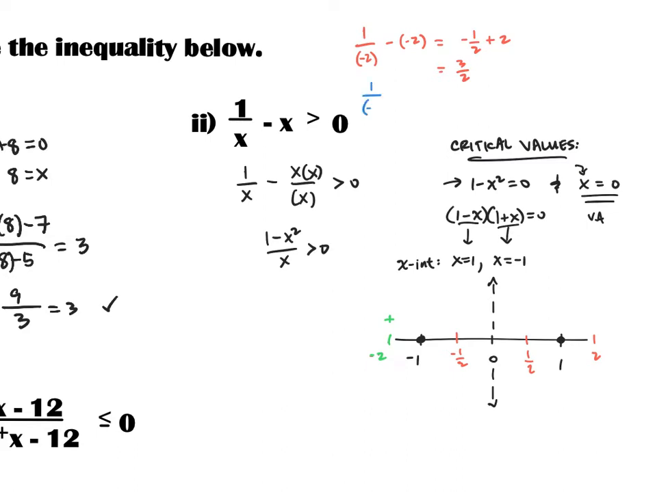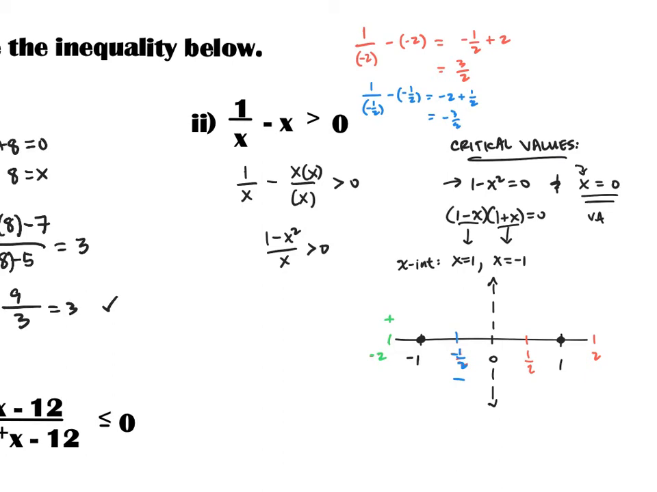So that's 1 over negative 1/2 minus negative 1/2. Let's see what that equals. Well, 1 over negative 1/2 is negative 2 plus a half, which is going to equal negative 3/2. So when I test negative 1/2, I get a negative output. That means all values between negative 1 and 0, not including either of those, will also be negative.